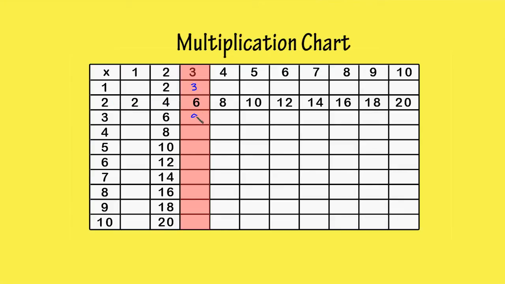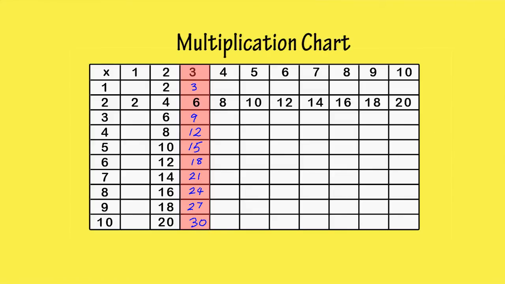3 times 3 is 9. 3 times 4 is 12. 3 times 5 is 15. 3 times 6 is 18. 3 times 7 is 21. 3 times 8 is 24. 3 times 9 is 27. 3 times 10 is 30.